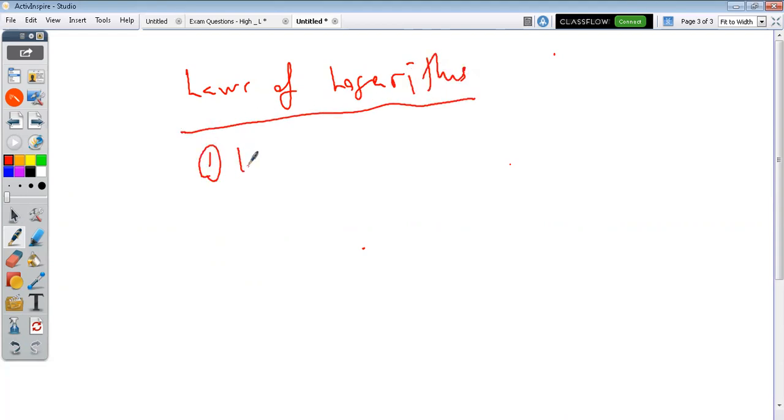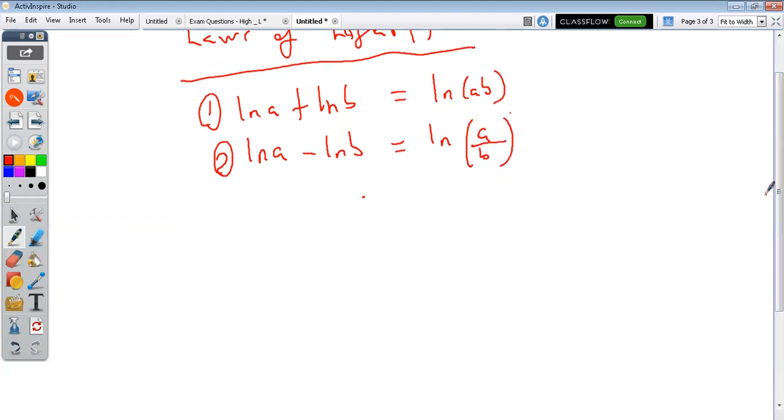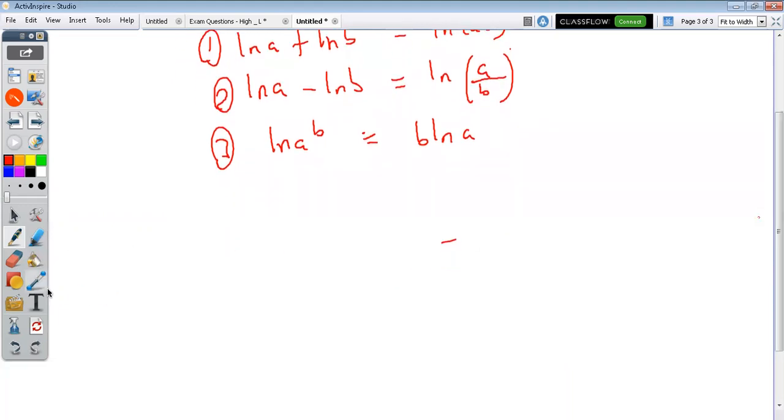Number 1, ln A plus ln B. If we are adding here, we multiply: ln AB. And the opposite is true. Number 2, ln A minus ln B. If I'm subtracting, I divide: there is ln A over B. So number 3, ln A to the power of B is the same as B ln A. These are the main laws of logarithms. The rest we are simply applying.